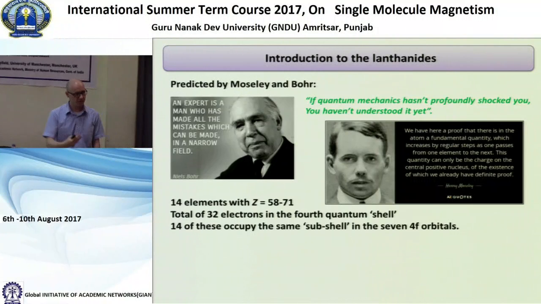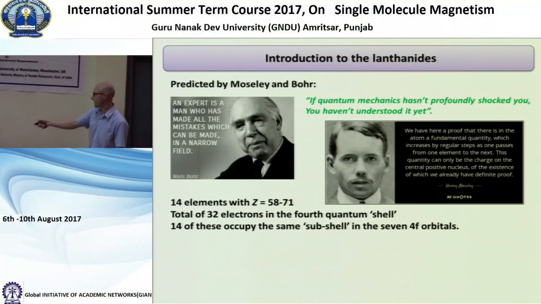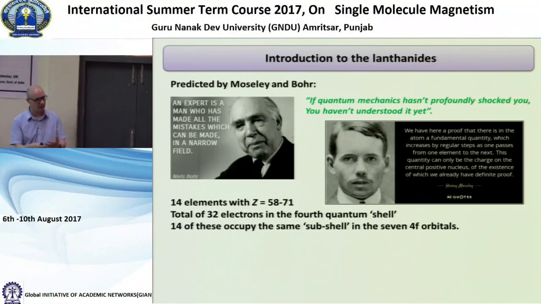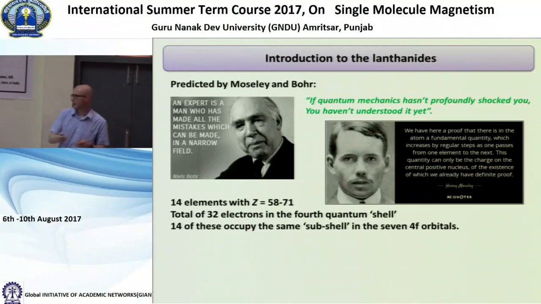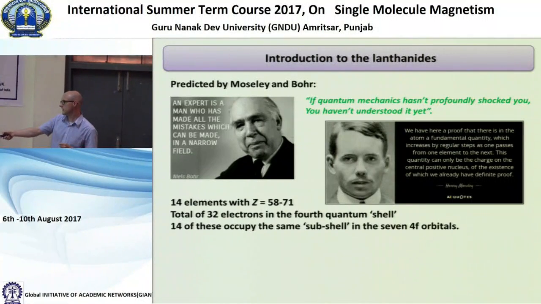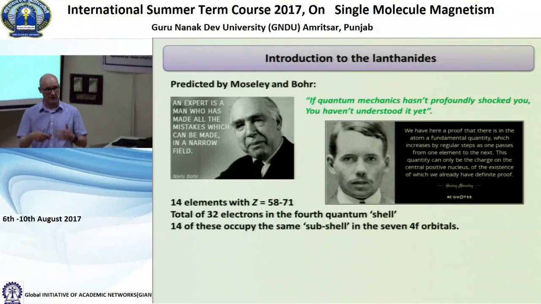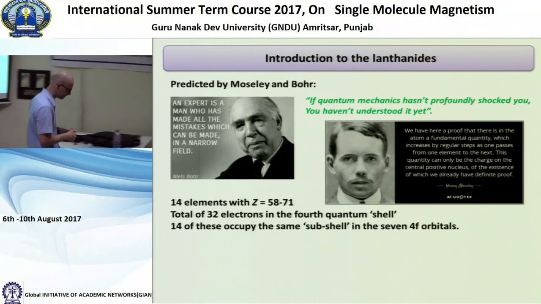This was the fourth series of elements, and they predicted that these elements should have 32 electrons in the so-called fourth quantum shell. This you'll recognise as slightly outdated compared to what we know about atomic structure nowadays, but what they said for these elements, and what is different to the preceding elements, is that 14 of these electrons should occupy the same subshell. And that subshell is the series of the 4f orbitals. Therefore, there are 7 4f orbitals.